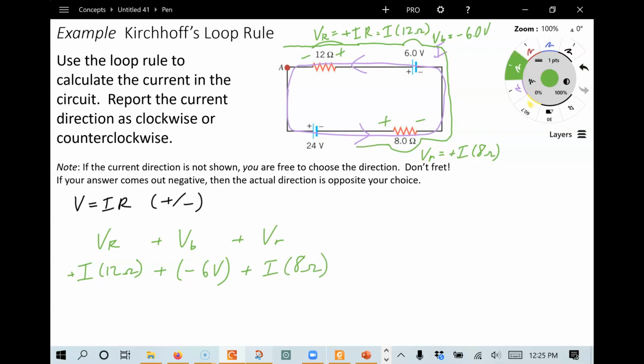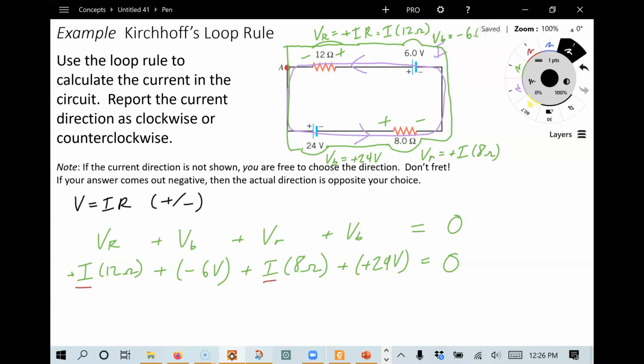We keep on going, no change in voltage, no change in voltage. Okay, we're going to jump across this guy. Call this a VB for battery. Did we go up or down? We increased. How much? 24 volts. So there we go. And finally, hey, we're back to point A where we started. We just traversed the loop. Sum is equal to 0. At this point, we can go ahead and solve for the only unknown quantity in the equation, which is I.